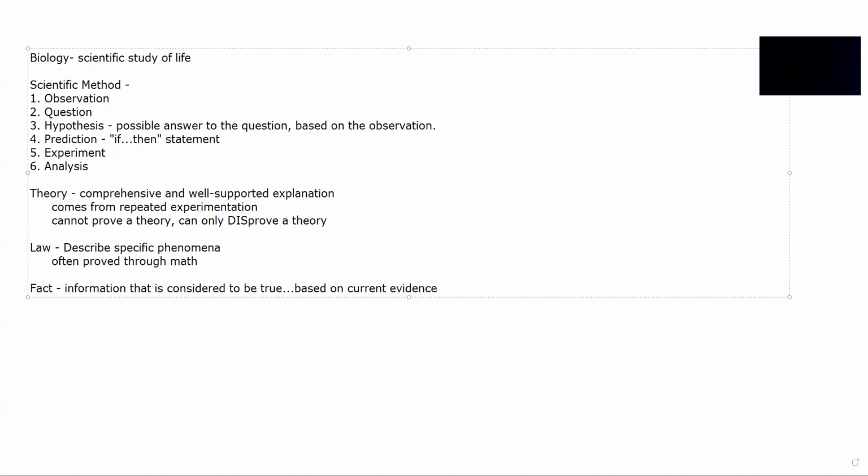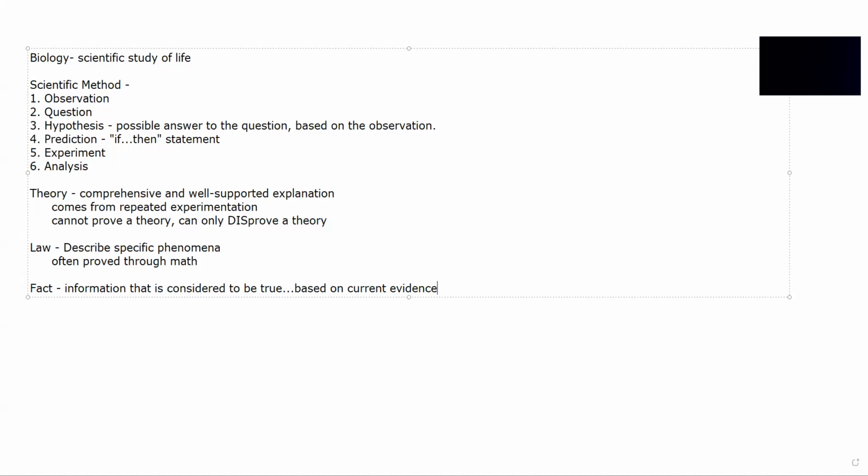Okay, so notice that, based on current evidence, that's because at one point in time, as we all know, the fact was that the Earth was the center of the universe. There are many such facts that over the centuries have been proven to be false. So it may be a fact now, and it's a fact that gets used and presumed to be true as experimentation, what have you, moves forward, but it can be proven to be untrue.